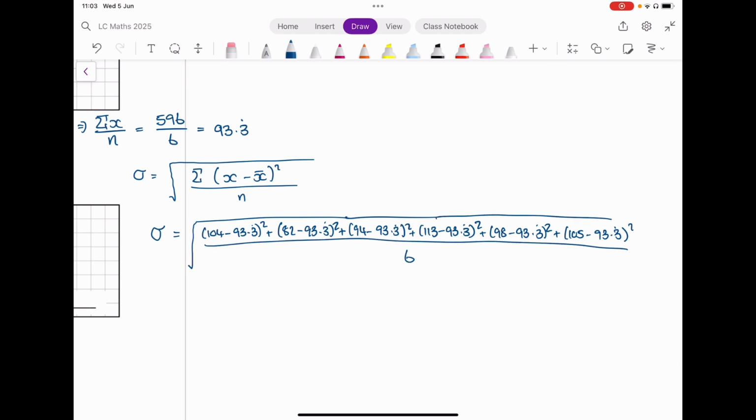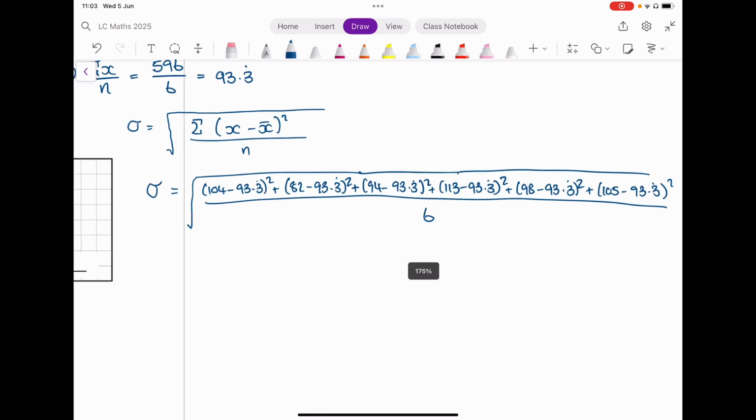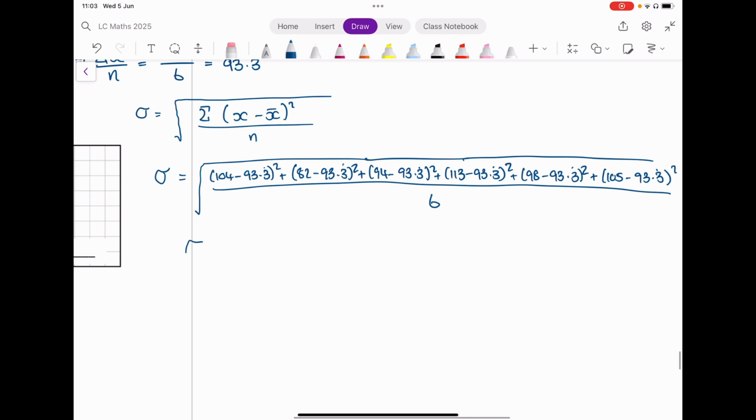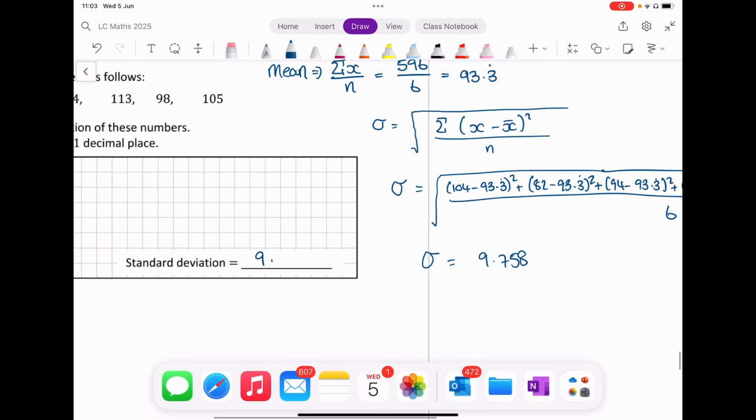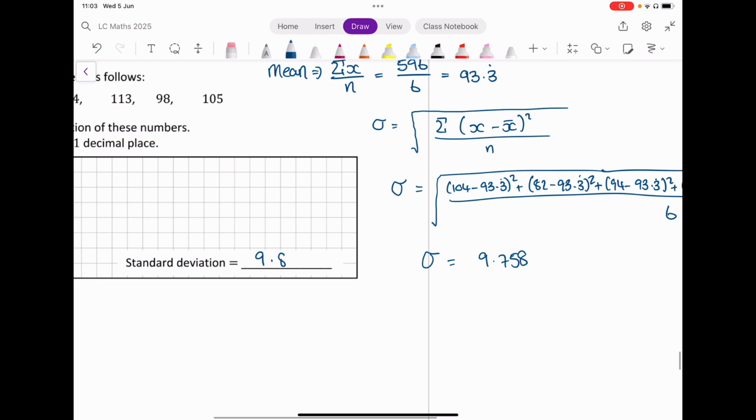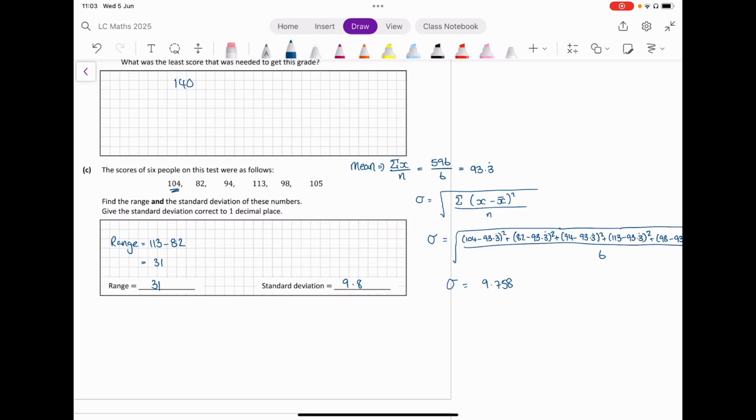Okay. And if you put that into your calculator, your standard deviation is going to come out at about 9.758, and they want it to one decimal place, so that is 9.8. Okay, so that is your standard deviation done.